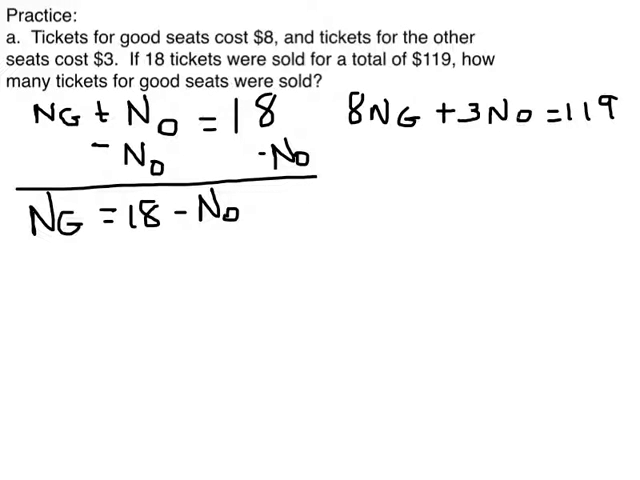And here I've got a value, $8 times the number of good plus $3 times the number of others equals a total dollar amount of $119. Alright, now I'm going to substitute in right here 18 minus NO, and then I'm going to fill out everything else.